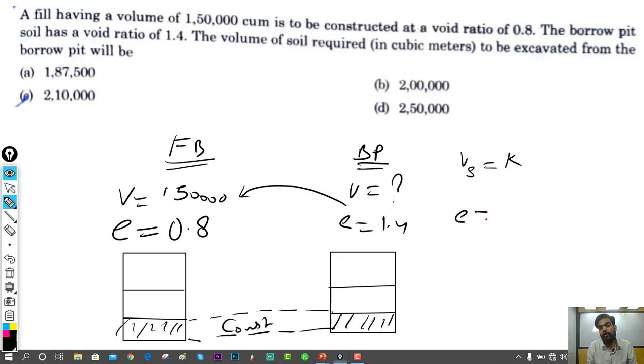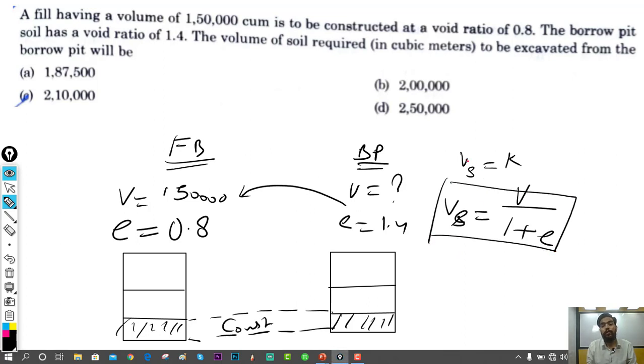And we know one formula, that the volume of solid is equal to total volume divided by 1 plus E. This is the formula of volume of solid, and we know that volume of solid is constant. So we can make a formula on the basis of this concept. V1 divided by 1 plus E1, which means volume of solid of this soil, equals V2 divided by 1 plus E2.